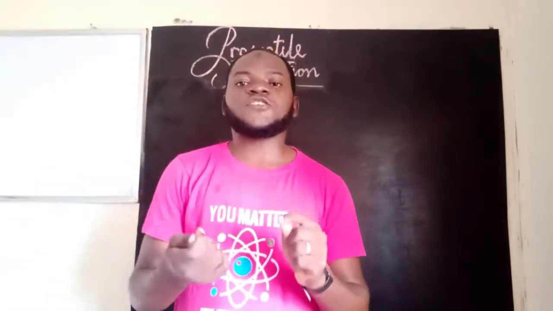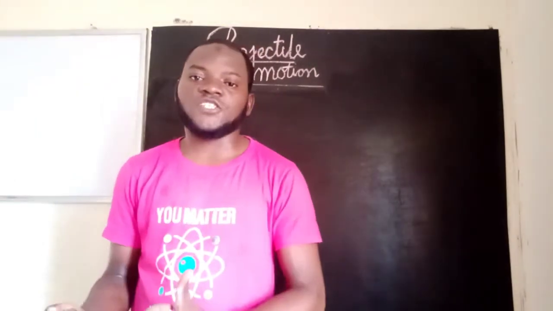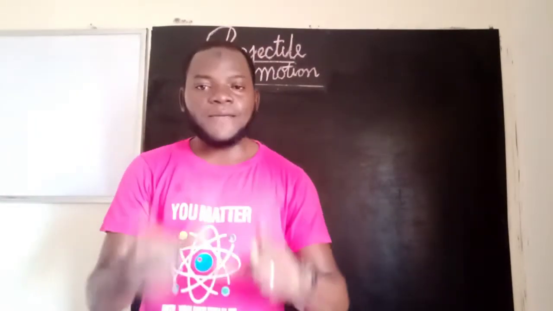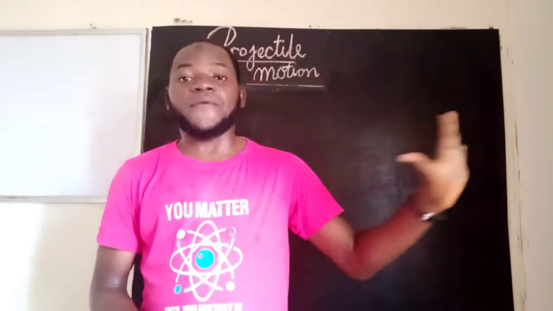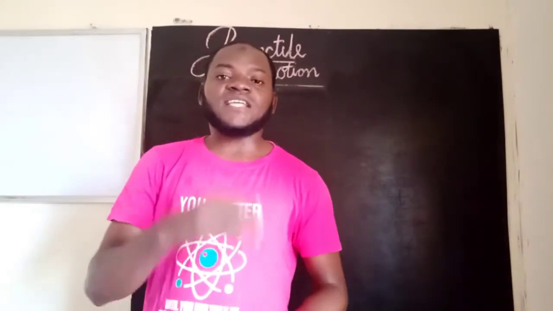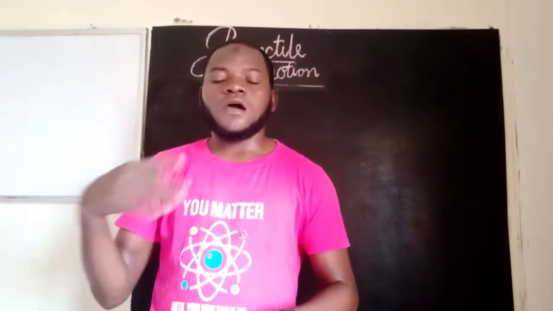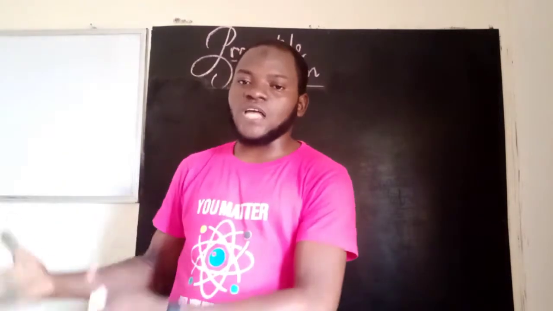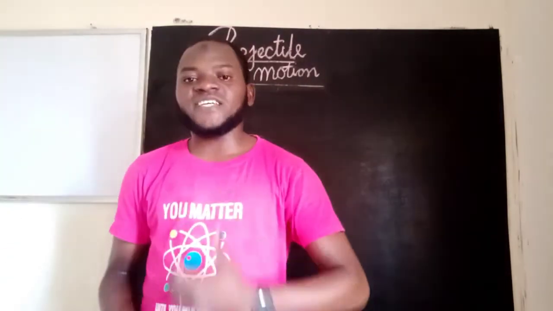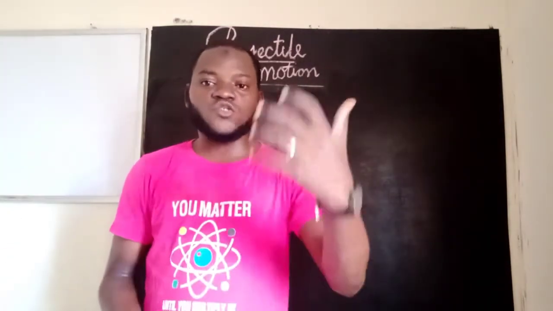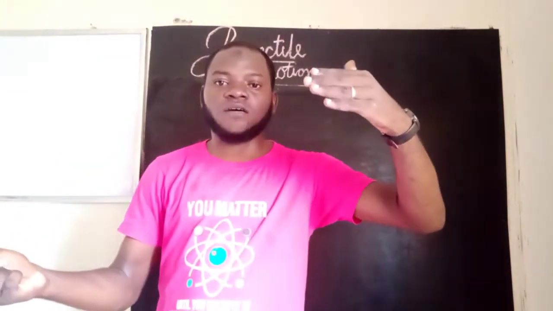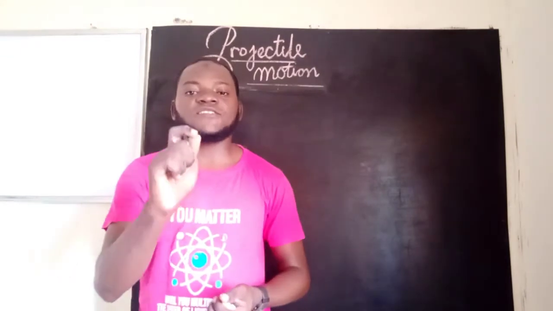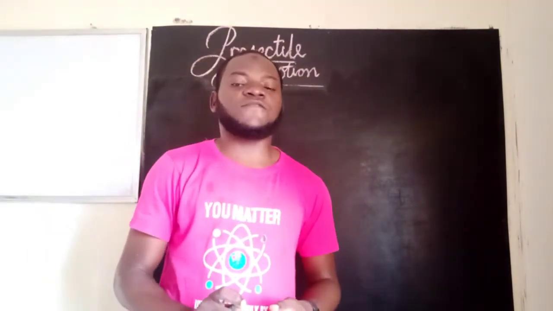We have one-dimensional projectile and we have two-dimensional projectile. When you say one-dimensional projectile, it's a projectile that is related to one direction only. The direction can either be vertical or horizontal. And when a projectile is two-dimensional, the projectile can be related to two directions, vertical and at the same time horizontal. So I'll take it one after the other. Let's talk about the one-dimensional projectile first.